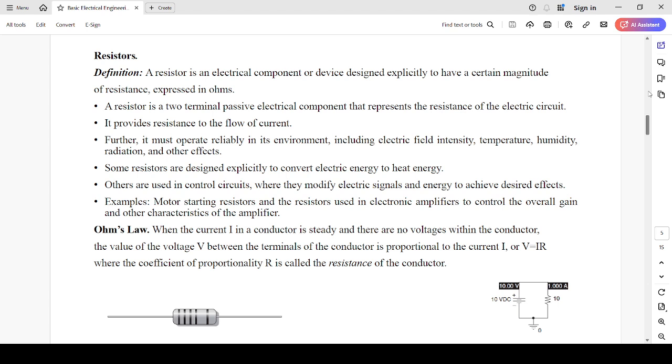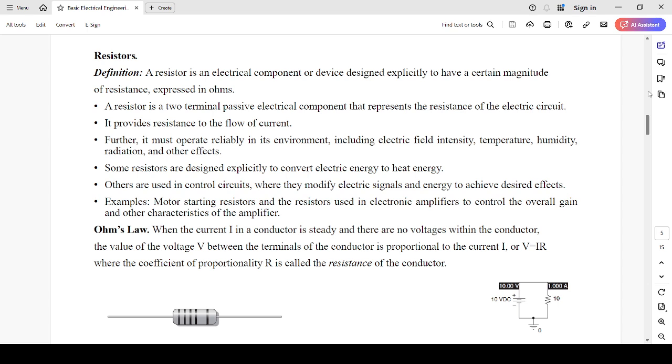In between the 10 ohm resistor and the 10 volt DC, you can see the wiring system. This wire has some resistance. Ideally we ignore the resistance of this electric wire connecting the 10 volt DC to the 10 ohm resistor. But in practical conditions, we must not neglect the resistance of the wire because every wire has some non-zero resistance value.